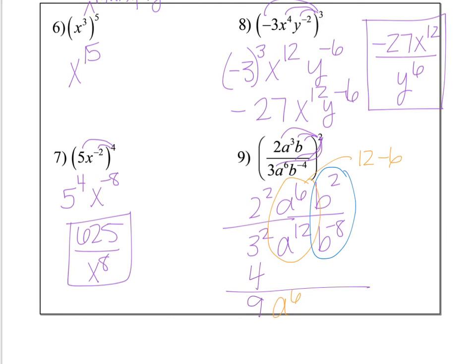And then when we look at the b's, we have to do 2 minus negative 8. Minus minus changes to plus positive. So the b with the bigger one was on the top, the b is going to stay on the top. So the final answer is 4b to the 10th over 9a to the 6th.